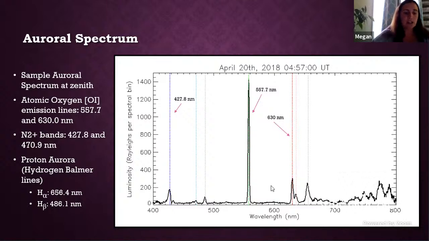We also see clearly defined N2 plus bands at 427.8 and 470.9 nanometers. And these give aurora a little bit of a blue tinge every now and then. And on this particular night, which is really neat, we actually saw proton aurora with this aurora, and we can see that quite clearly in the hydrogen Balmer lines here at hydrogen alpha, and then we have the hydrogen beta. So this is pretty standard from what you would expect to see from a textbook auroral emission.